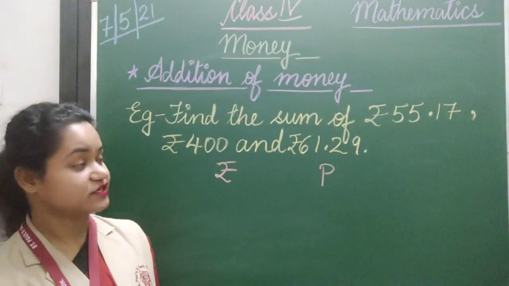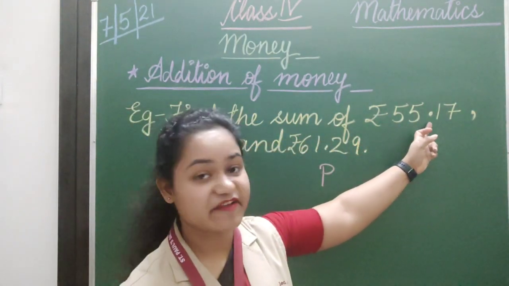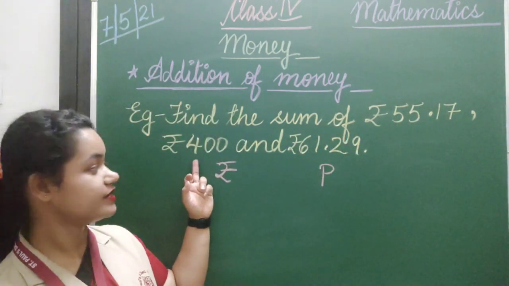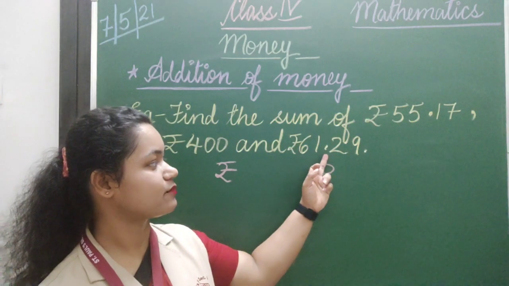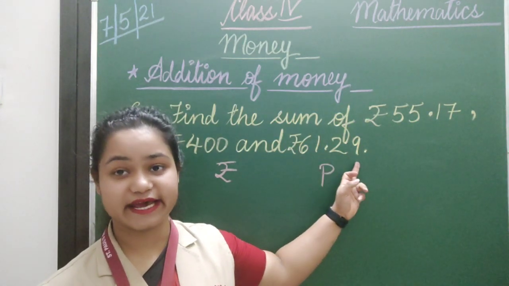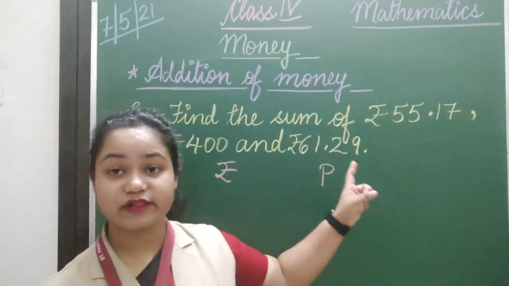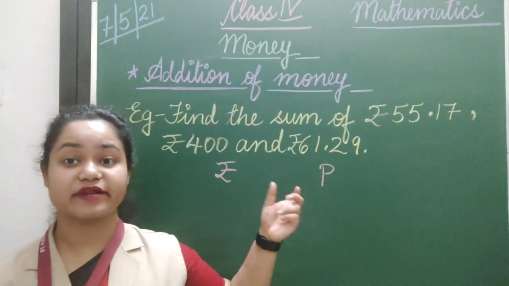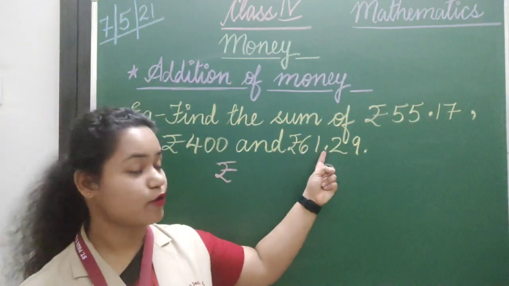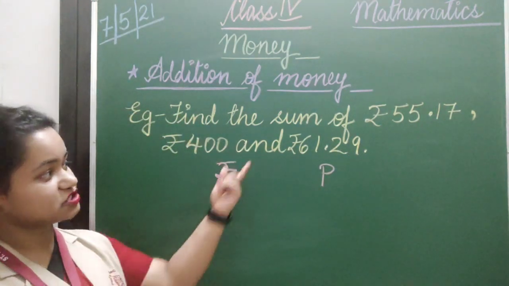So see the next question. Find the sum of rupees 55.17, rupees 400 and rupees 61.29. You are not going to read it as 29. After the point, whatever digits are there, you are going to call them by their name. They are going to be read digit wise, not as a number. Understood? So 61.29.